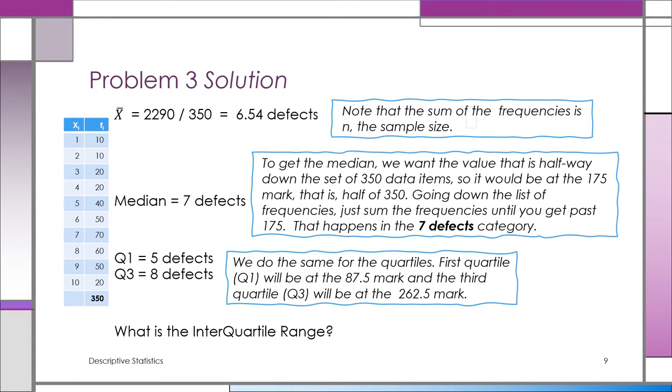Do the same thing going backwards. Okay, let's start from the bottom. We want to go up 87.5. Well, 20 plus 50 is 70. It's in the 8s, I can see right away. You can't go beyond that, because then you'll have 130. Okay, so somewhere in the 8s is Q3. So Q1 is 5 defects, Q3 is 8 defects, and the interquartile range, Q3 minus Q1, is 3 defects.